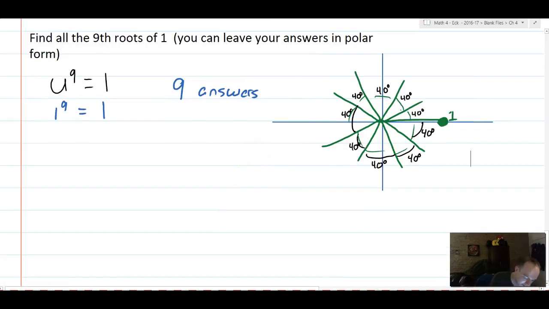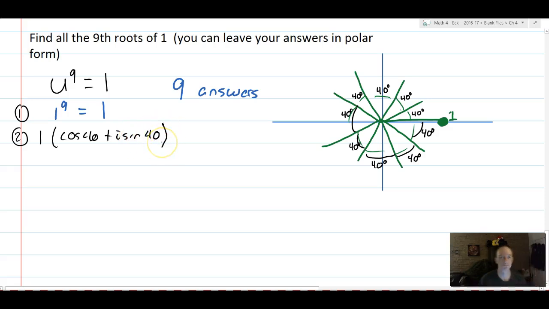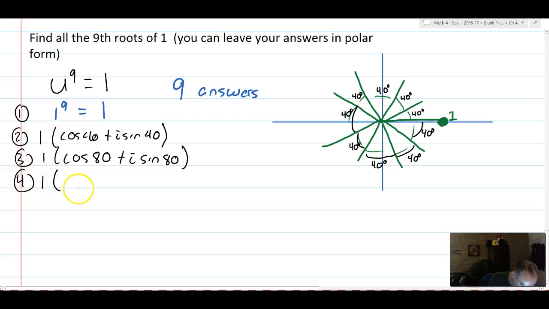So here are the answers in polar form. Here was my first one. Here's my second one. It's 1, that's the radius. I chose radius 1 here just to keep things simple. If it's a different radius, obviously you'd do something different. 1 cosine 40 plus i sine 40. That was easy. The next one is 1 cosine 80 plus i sine 80. Again, easy. Next one, 1 for the radius, cosine 120 plus i sine 120.